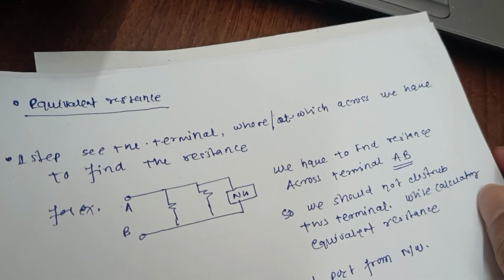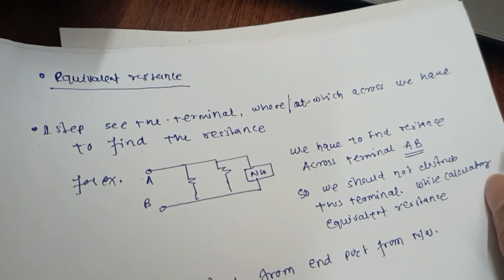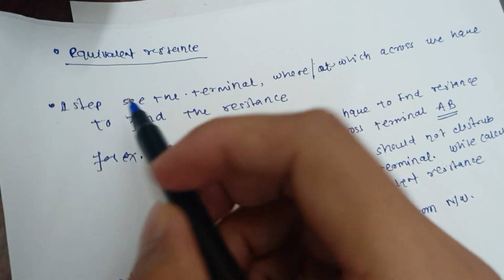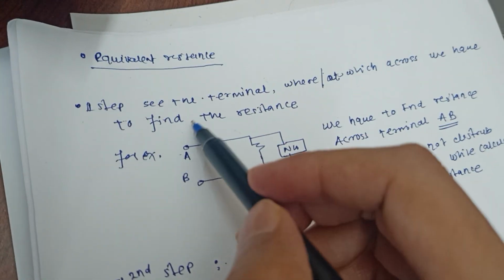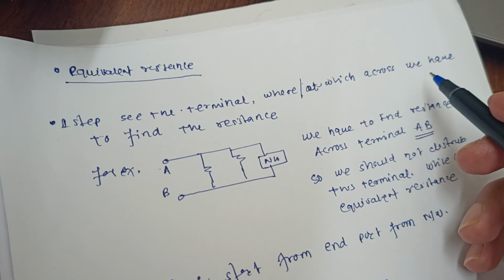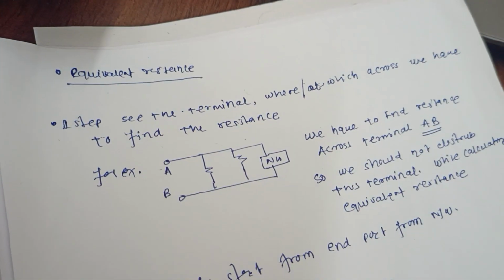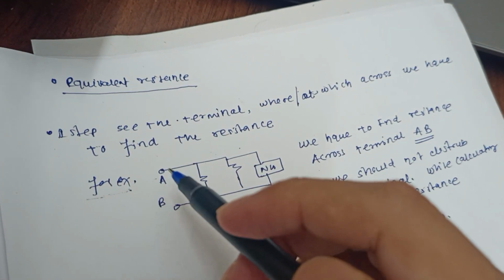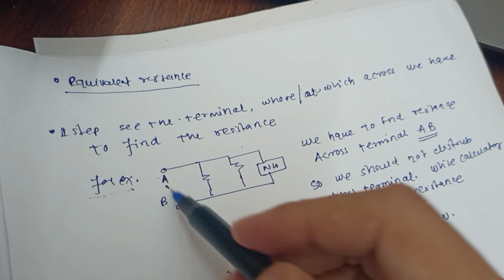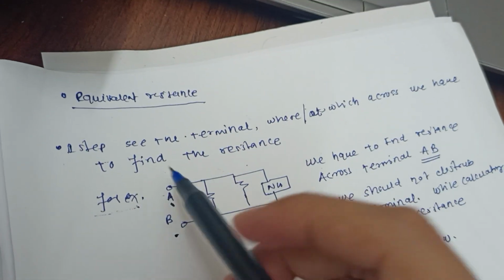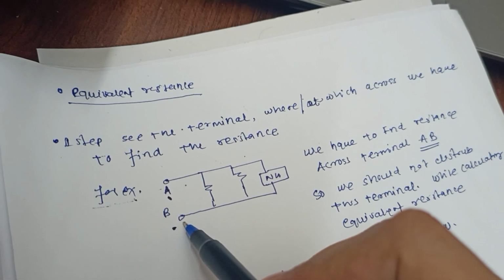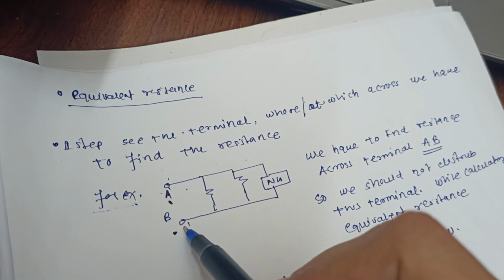So in this video we are going to calculate the equivalent resistance. The first step for calculating resistance is to see the terminal across which we have to find the equivalent resistance. Suppose in this example we have to find the equivalent resistance across AB. The first rule is: don't touch this terminal, don't disturb this terminal, and don't forget about this terminal.